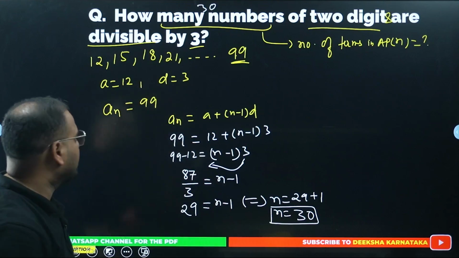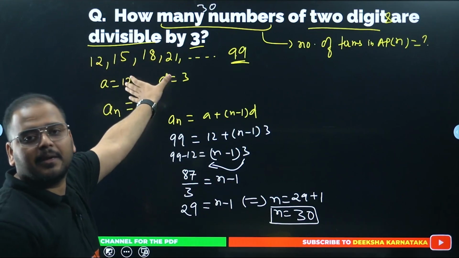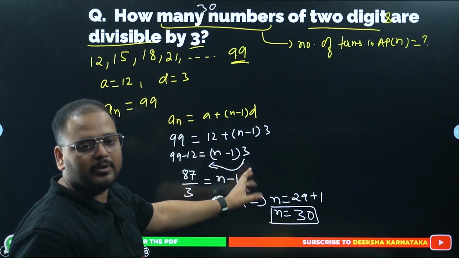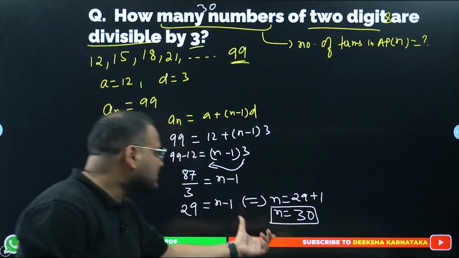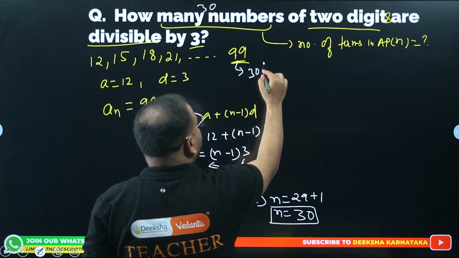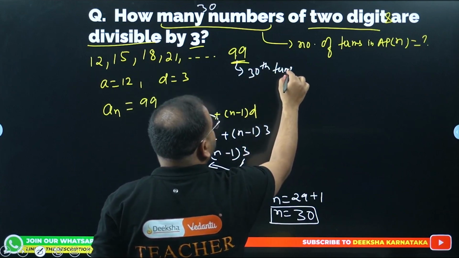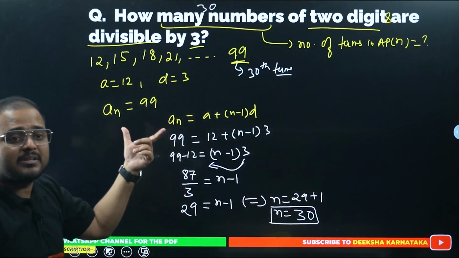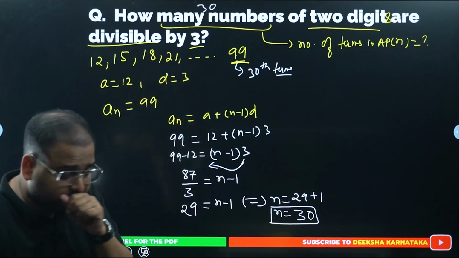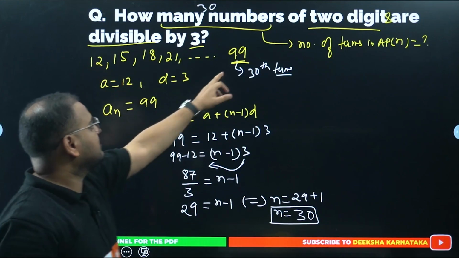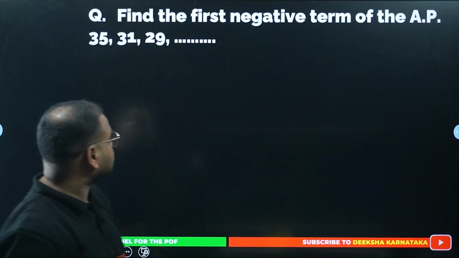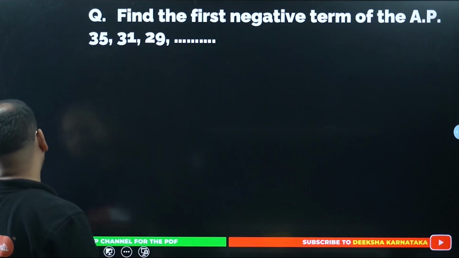I hope this is clear. We formed the AP. From there we found A and D. We had the An value. We used the nth term formula to find the n value, that is the number of terms. Why, sir? Because this is my 30th term and this is my first term, so the total number of terms is 30. Moving on.